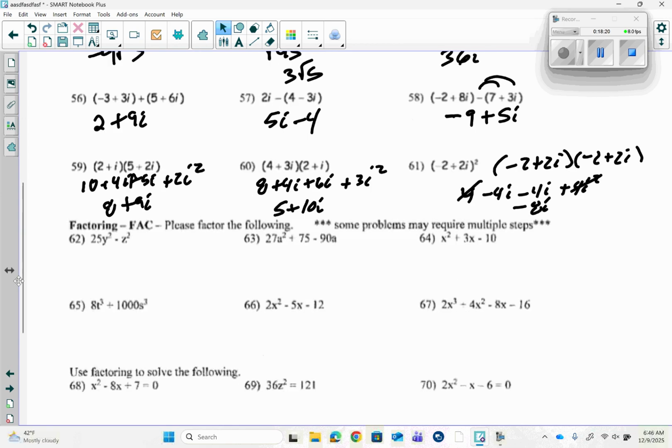All right, so that's the subtraction sign. So this is going to be 5y minus z and 5y plus z. That's a perfect difference of 2 squares.